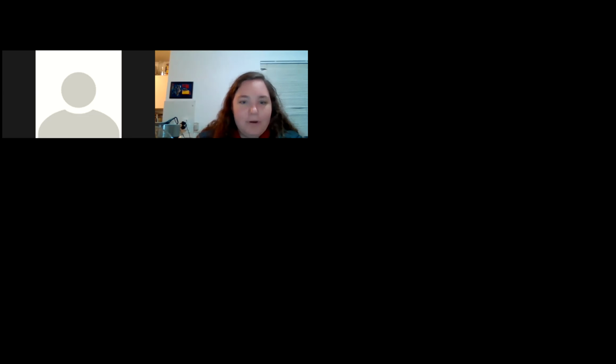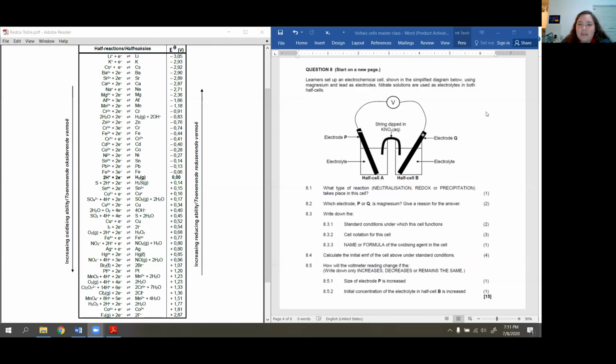Okay, let's keep going. All right, here's our next question. It's a tiny bit blurry, so I'm hoping everybody can still read it clearly. If you can't, you'll have to shout and let me know. The question says, learners set up an electrochemical cell shown in the simplified diagram below using magnesium and lead as electrodes. They don't tell you which one's which, but we know we've got magnesium and lead. As a hint, pick them off on your table. Nitrate solutions are used as electrolyte in both half cells, so we'll have magnesium nitrate and lead nitrate. What type of reaction takes place in the cell?